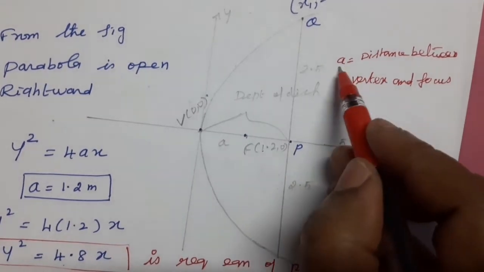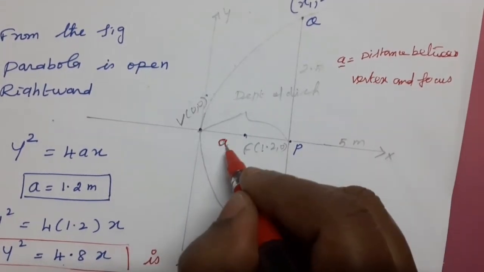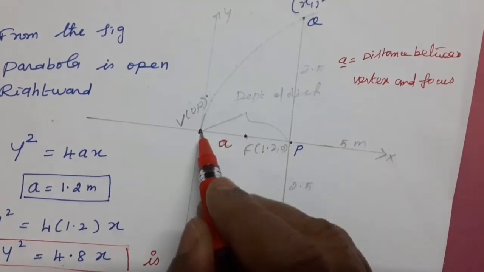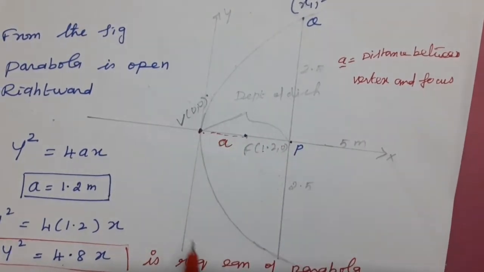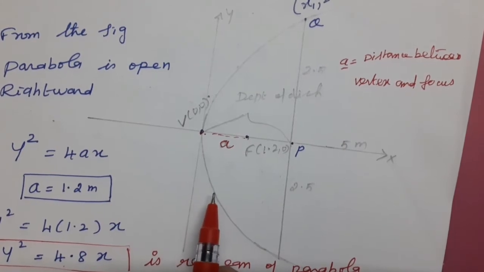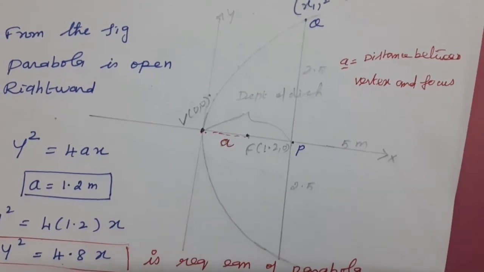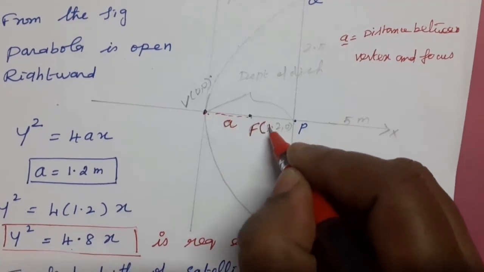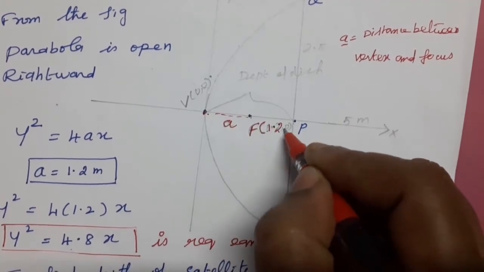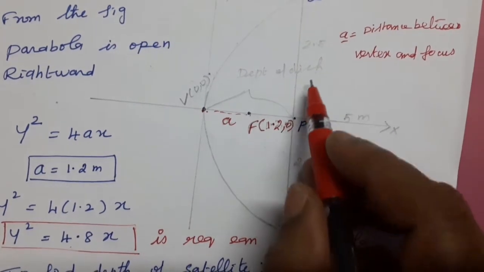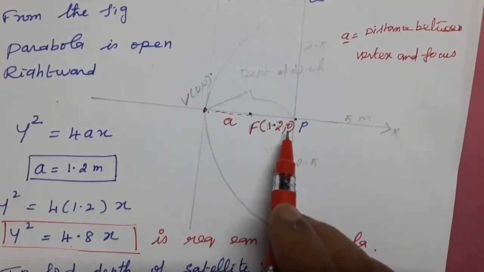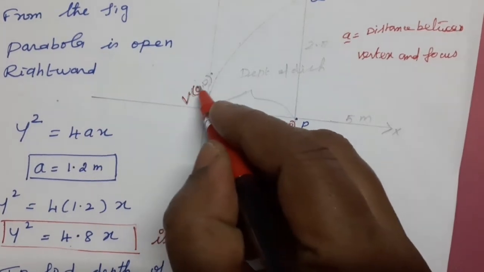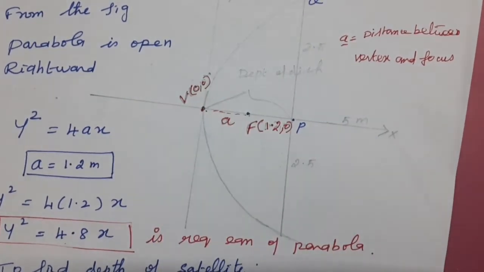That is A. What is A? A is nothing but the distance between the vertex and the focus point. What is given in the question itself? The focus is 1.2 meter from the origin. Therefore the focus is 1.2 meter on the x-axis, y-axis 0. The vertex is 0, 0, which is on the origin.